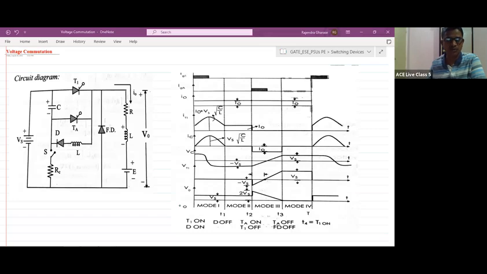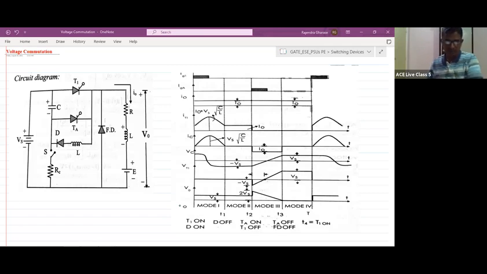Whereas next we will be discussing the current commutation. In that case, the SCR turns off when the current flowing through the SCR becomes zero. Due to the current becoming zero, at that instant the SCR turns off. That's why it is a current commutation. We'll discuss what the difference between the two is. In the voltage commutation, the high reverse voltage will be maintained across the SCR.